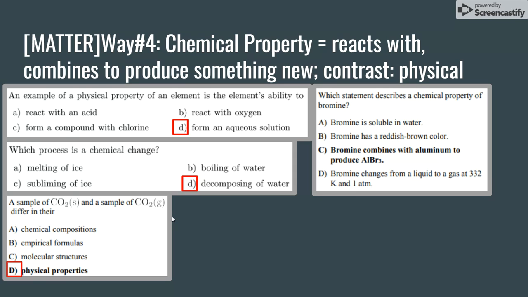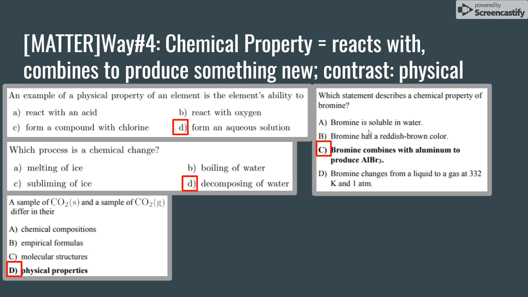Which statement describes the chemical property of bromine? We think chemical properties, think about this idea of reacting with or combining to produce something new. Okay, we know that the answer is C. Why? Well, bromine combines with aluminum to produce aluminum bromide. This idea of combining with another element to produce a brand new compound changes its chemical composition. So by default, it must be the chemical property.